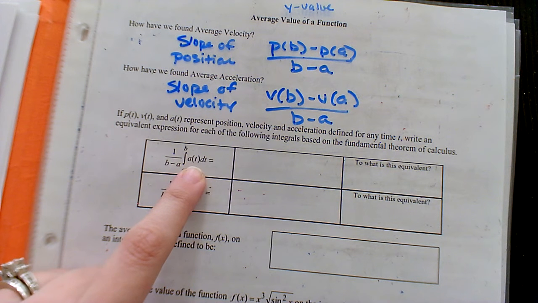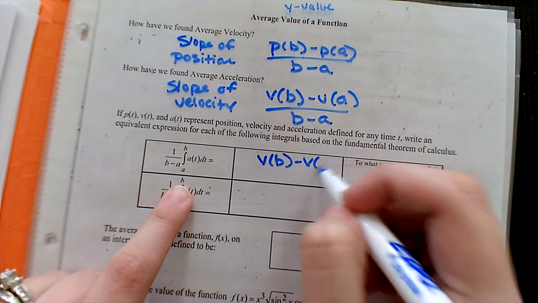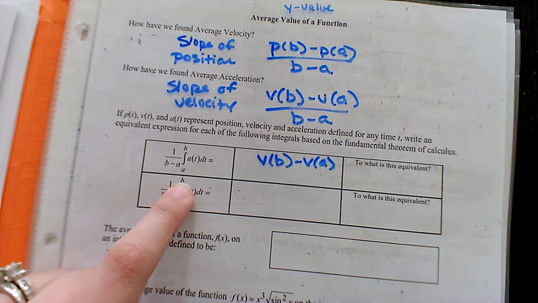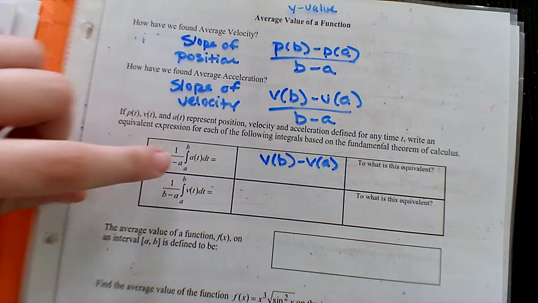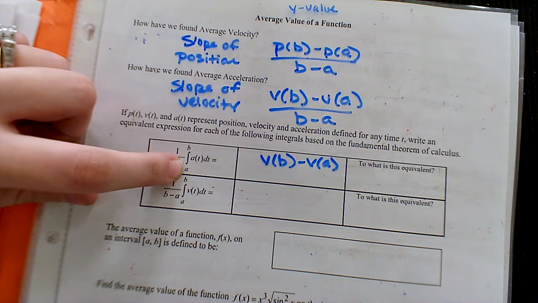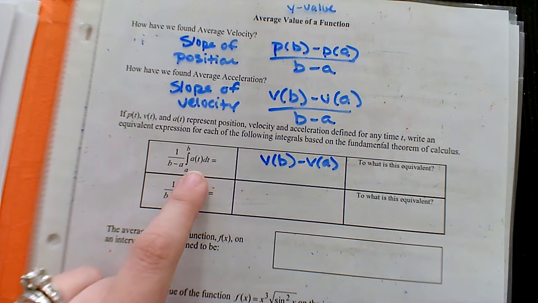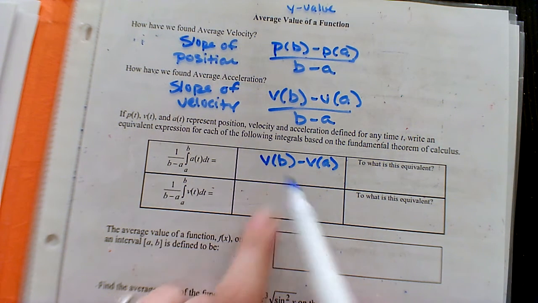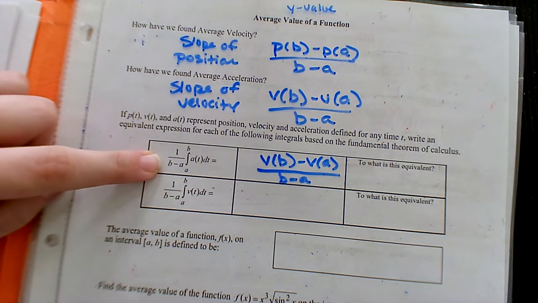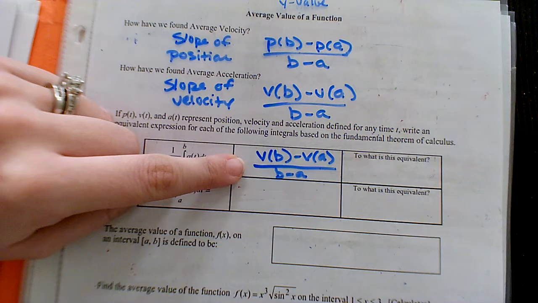If you were to work backwards from acceleration, what would that represent? Velocity, right? And if we have a bottom bound of A and a top bound of B, that would be V of B minus V of A. But notice how this integral is a little bit different than the other ones we've been working with. This integral has 1 over B minus A in front of it. B minus A is basically the difference or distance between your beginning point and ending point. So if we work backwards from acceleration, we get velocity. But since we're multiplying this integral by 1 over B minus A, we'd have to multiply this velocity value by 1 over B minus A, which is just B minus A in the denominator. What did we say this represented? The slope of velocity was what? Average acceleration.